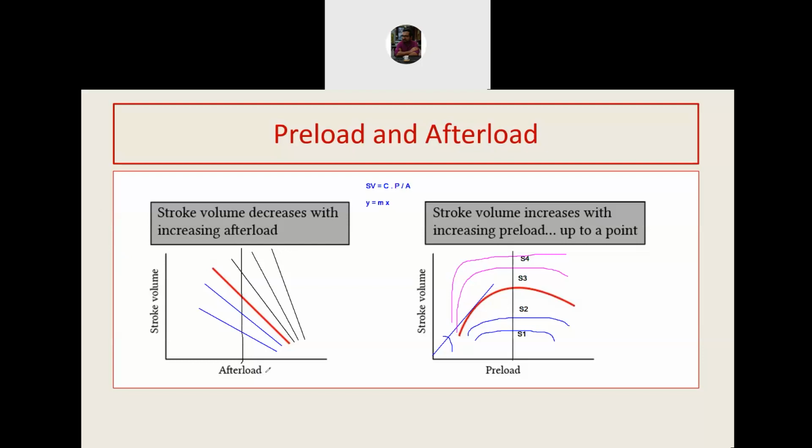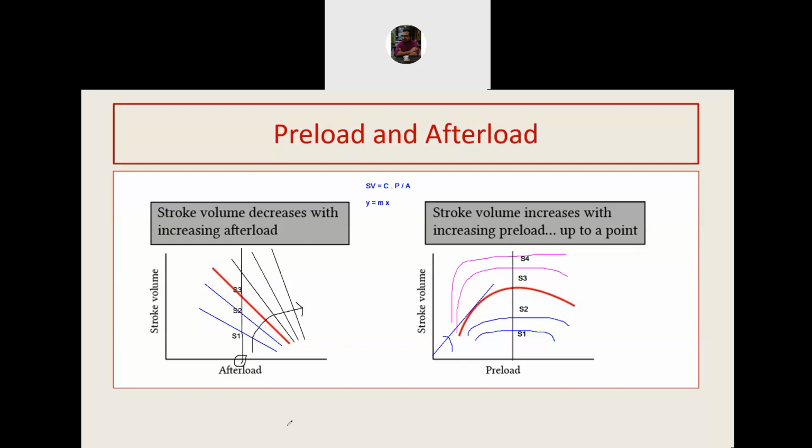So the perpendicular represents a particular value of afterload. At the same value of afterload, you see this curve has the lowest stroke volume. This curve has a higher stroke volume. This curve has a still higher stroke volume. In this way, as you are moving from the left side to the right side, the contractility is increasing.